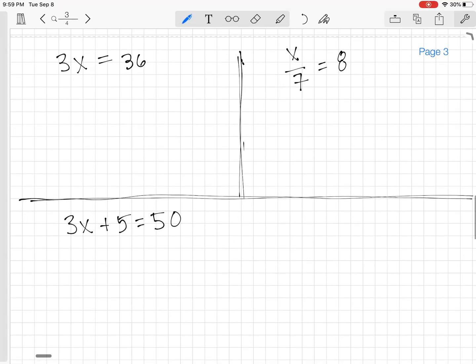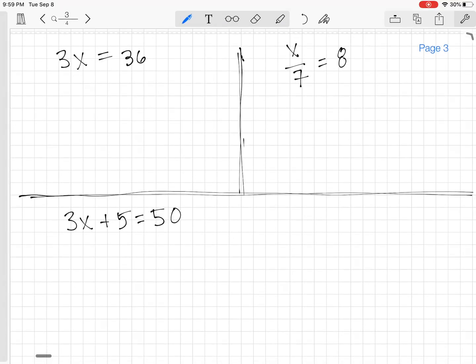Okay, so I've got these three equations. And remember, with solving single variable equations, the main thing that we've got to remember is what we do to one side, we're going to do to the other. The other thing that I want you to remember is, how do we know when we're done?